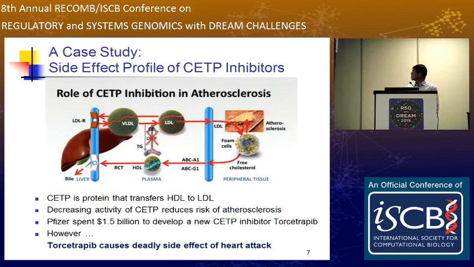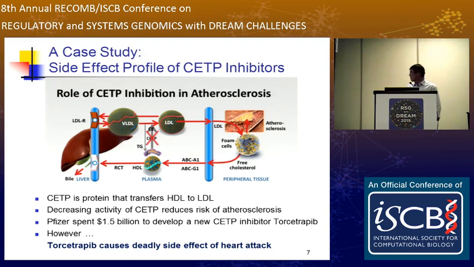Okay, here I'll give an example. CETP inhibitors are now quite hot in pharmaceutical companies. They think these inhibitors will increase HDL and lower LDL, because people think higher HDL is correlated with a healthy heart, right? Several pharmaceutical companies spent a lot of money trying to develop CETP inhibitors as a new blockbuster after the statins. Pfizer spent about $1.5 billion to develop a CETP inhibitor called torcetrapib. Unfortunately, this drug did not give a healthy heart. It actually caused heart attacks due to hypertension. Eventually, it was withdrawn from phase 3 clinical trials.